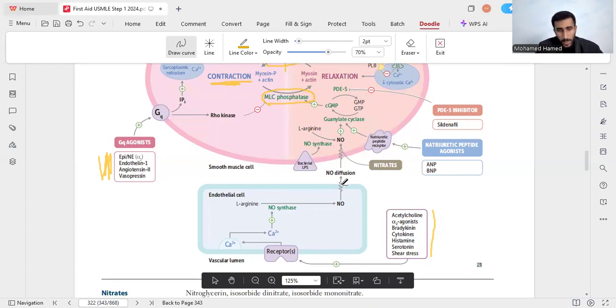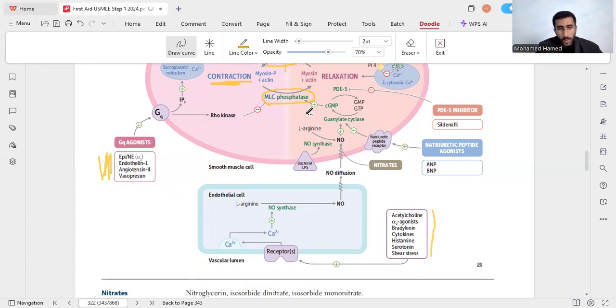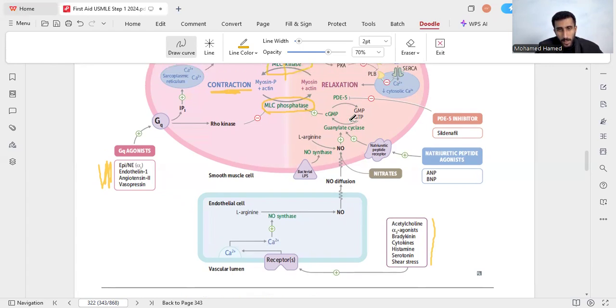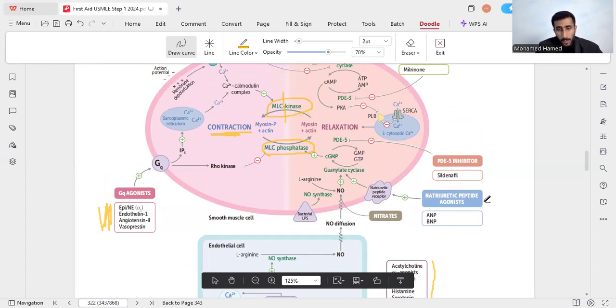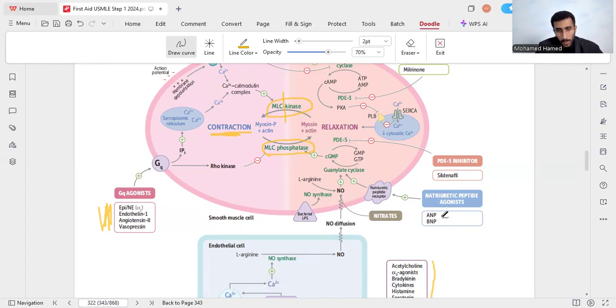They increase nitric oxide diffusion, and the nitric oxide is going to increase cyclic GMP. The cyclic GMP will stimulate the phosphatase this way, so we put our cells in the relaxed state. There are also natriuretic peptides, brain natriuretic peptides, which act on the natriuretic peptide receptor. Don't memorize this, but it is the same mechanism as nitric oxide through guanylate cyclase, leading to relaxation.